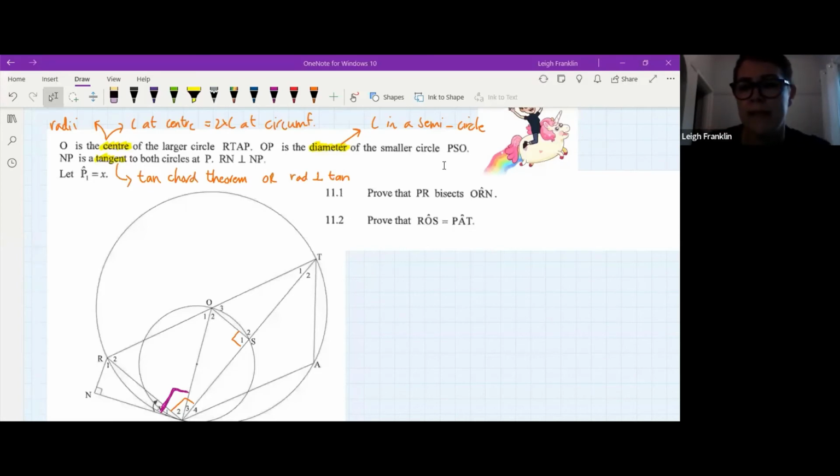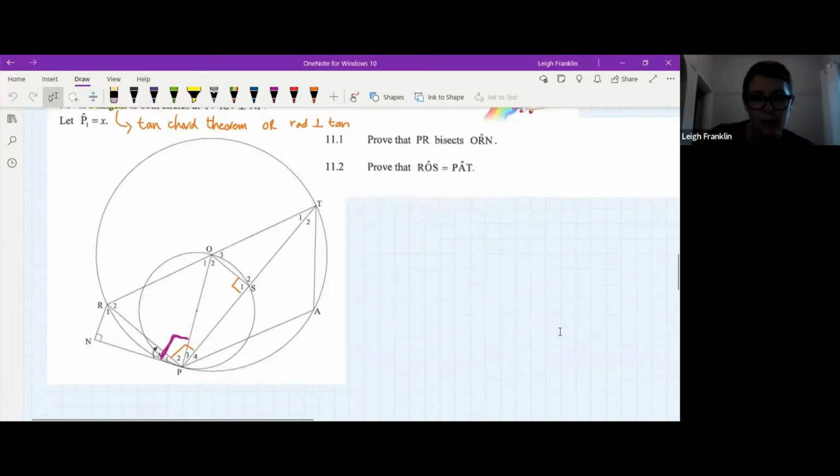Prove that PR bisects ORN. What does that mean? Okay, and you can pop it into the chat. What does it mean? PR bisects ORN. What are they actually asking you to do here? Yes, and Paul, that is correct. So yes, you are correct with what you're asking me in the chat. Please scroll down a bit. Okay, no problem.